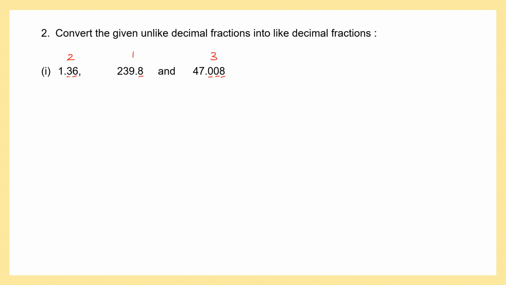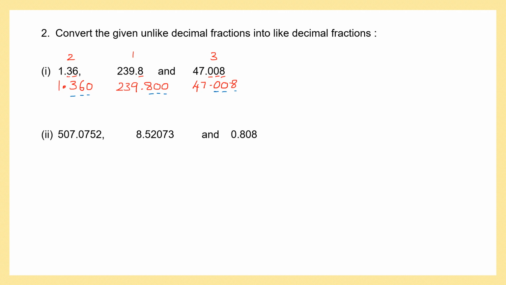So let's start with the first number, 1.360. We have to see that all numbers have the same number of decimal places. Second one, 239.800. Third one, 47.008. So now they all have 3 decimal places. The second number and the third number also have 3 decimal places.